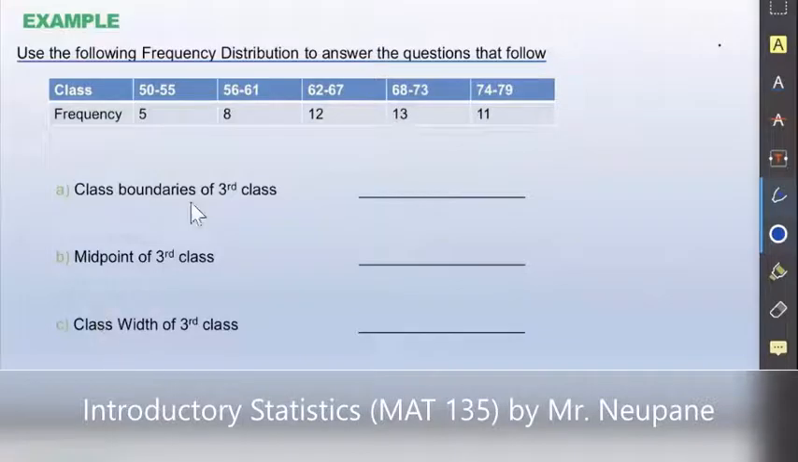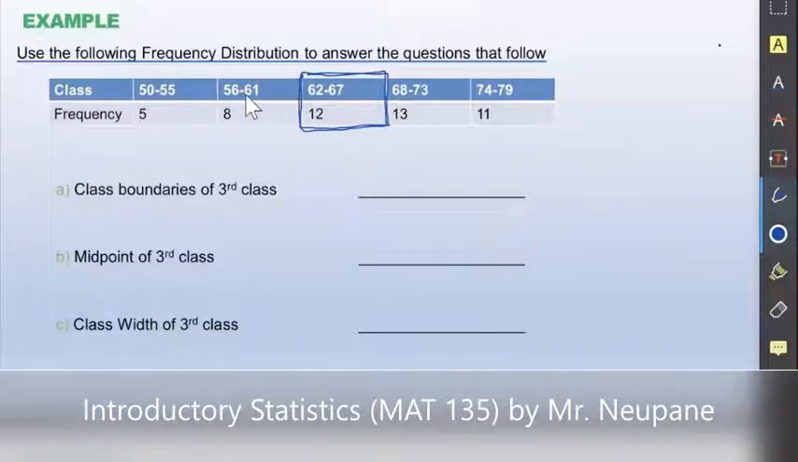And here our focus is on the third class only. We are looking for the class boundaries for the third class, the midpoint for the third class, and the class width for the third class. So this is our third class here. What are the class boundaries for the third class? When we say class boundary, we try to make the data continuous. So here we have 61 and here is 62. What is the difference between 61 and 62?